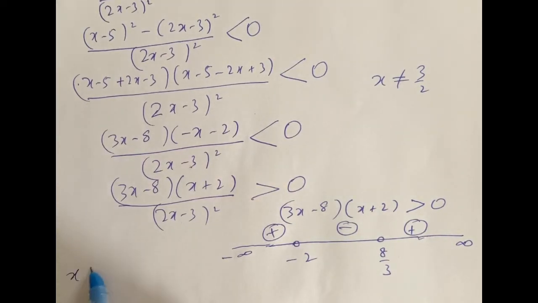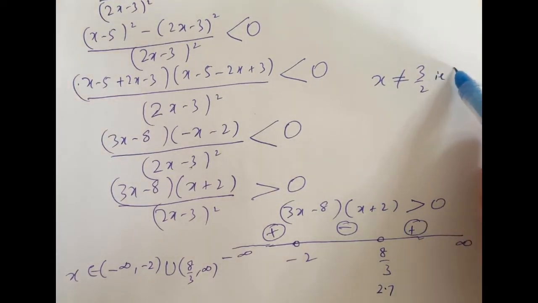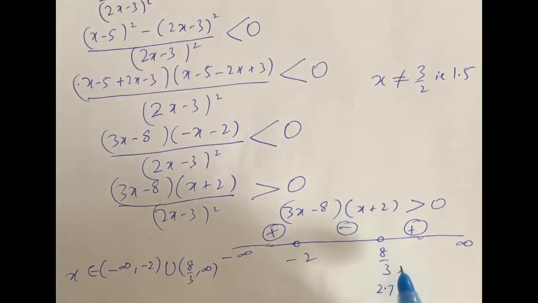So this gives us x belongs to minus infinity to minus 2 union 8 by 3 to infinity, and x should not be 3 by 2. So 3 by 2 is 1.5, and 8 upon 3 is 2.7. 1.5 is already excluded. So this is our answer. x belongs to minus infinity to minus 2 union 8 by 3 to infinity.